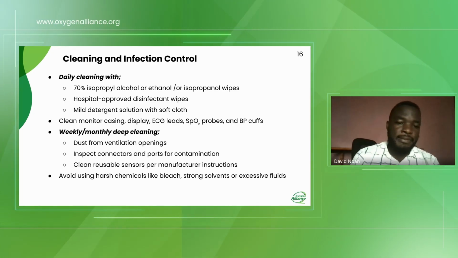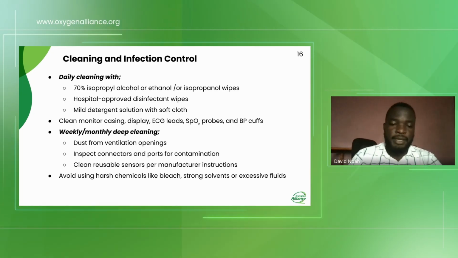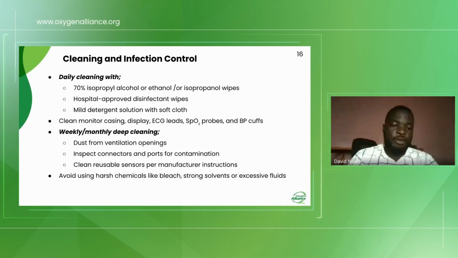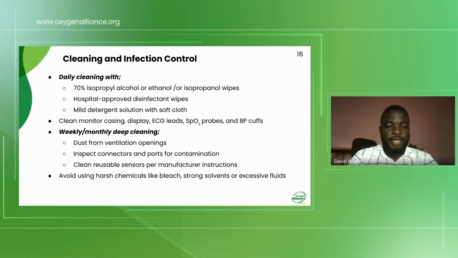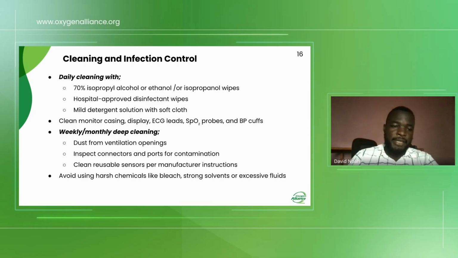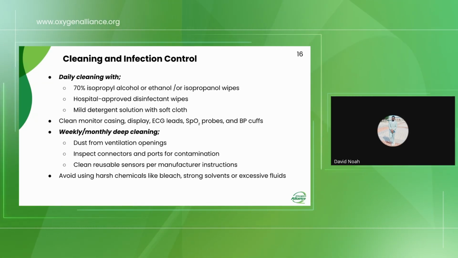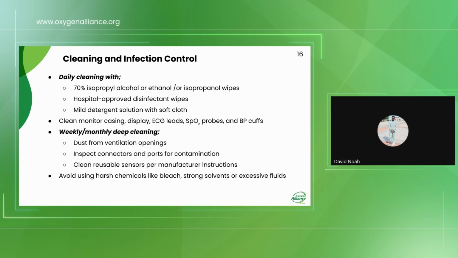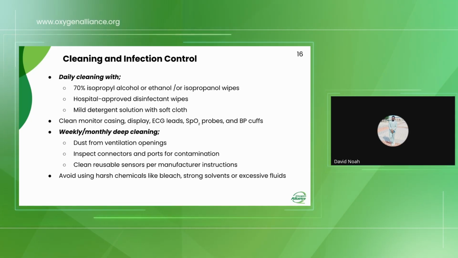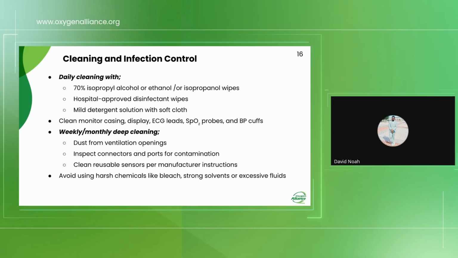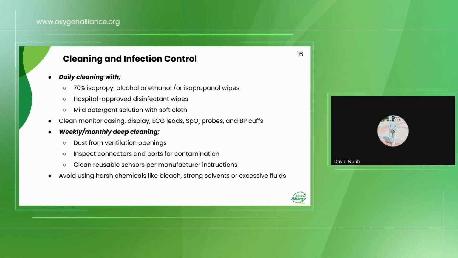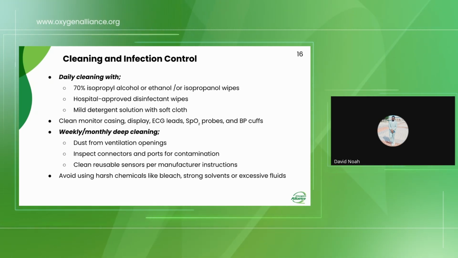So casings, displays, leads, and SpO2 probes, plus the BP cuffs, should be cleaned of any dirt to remove contamination, which might come from either the patient or the environment. Weekly or monthly maintenance should involve a deep cleaning, which, among other things, involves removing the dust from the ventilation openings to reduce overheating. You also have to inspect connectors and ports for any kind of contamination, remove such contamination, and clean reusable sensors according to the manufacturer's instructions.